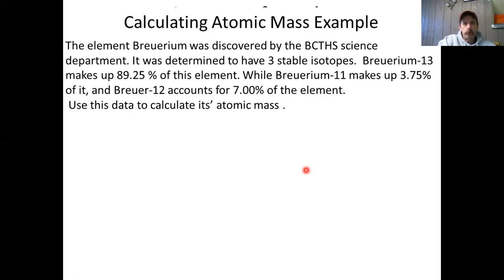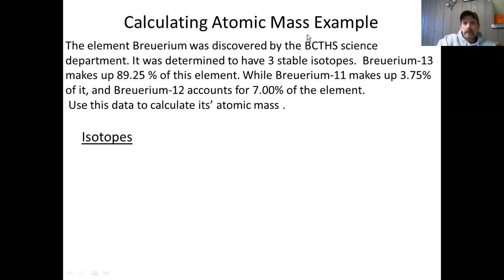The element beryllium was discovered. And what we know is that it has 3 isotopes. Beryllium-13, 89.25% of it exists that way. Beryllium-11, 3.75% exists that way. And beryllium-12, 7% of it exists that way. So we want to use that data to calculate the atomic mass. And that's what I'm about to demonstrate for you, how we go about dealing with that.